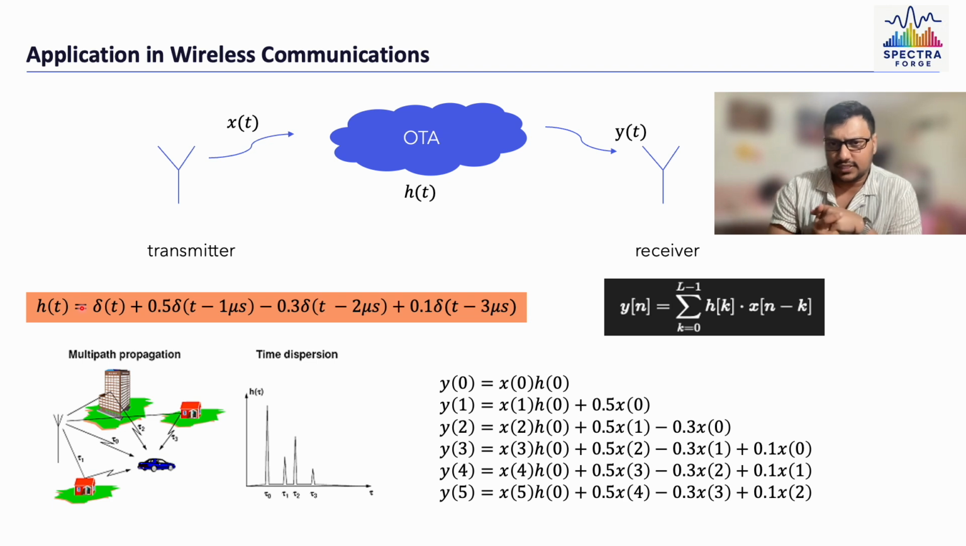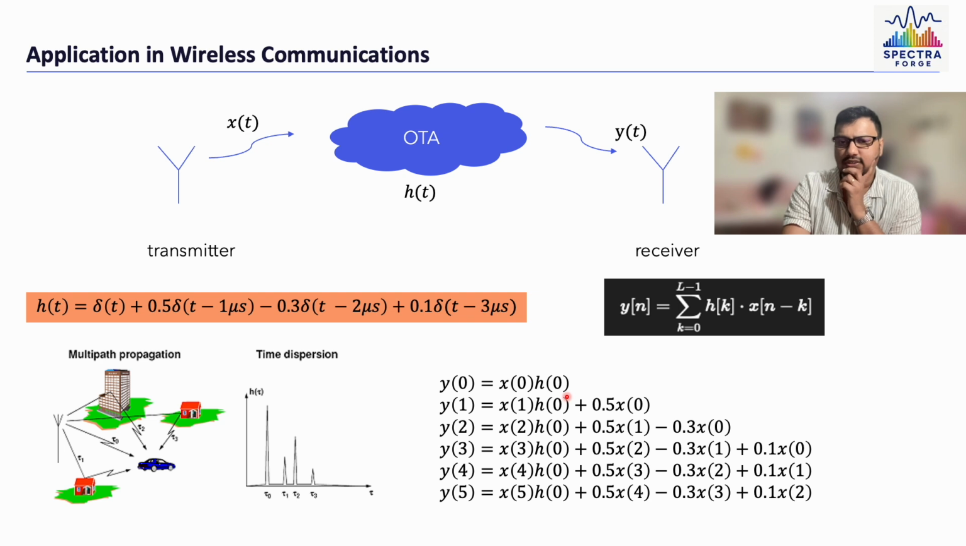Now, if you look at y of t at the receiver, you would end up with this expression. If you substitute the values for x and h, let's say you have 5 symbols coming in: x0, x1, x2, x3, x4. So you're transmitting 5 sequences from x of t, and what is y of t receiving? So y of t at time 0, the first time sample, will receive x of 0 and h of 0.